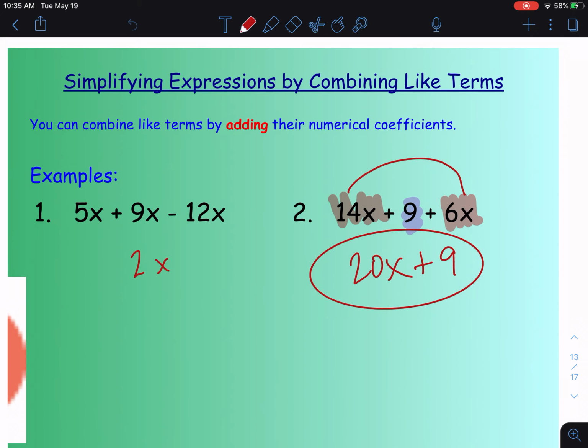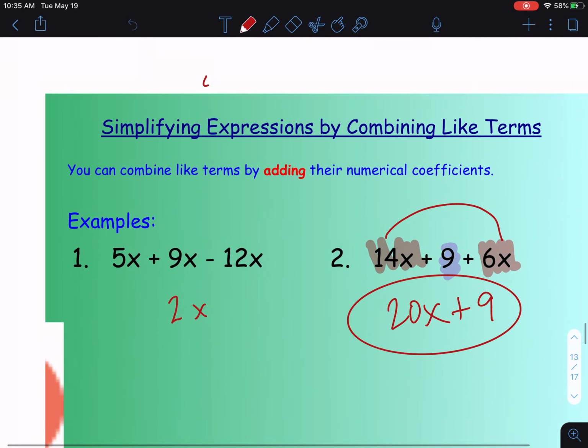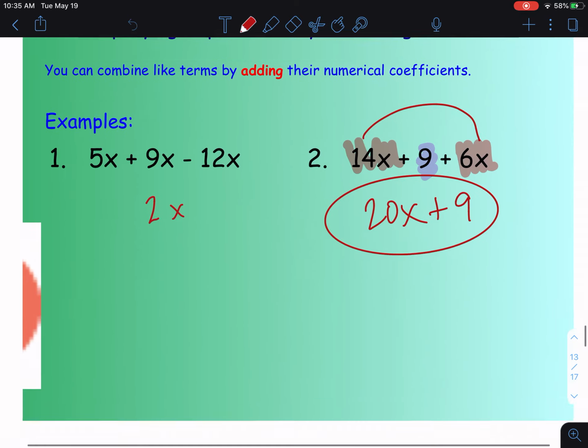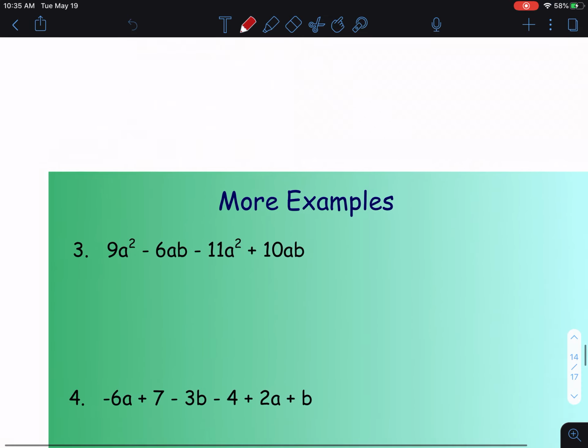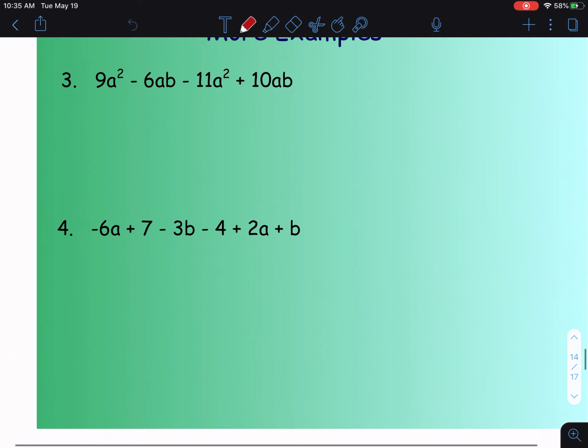We're simplifying. It did not say solve. So since it didn't say solve, there's no equals. There's nothing to solve for. We're just going to try to combine them, make it look as neat and clean as possible. Going to give you 2 examples. So my suggestion to you is label your like terms.